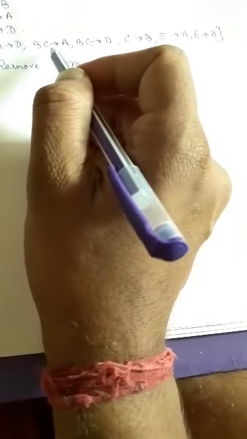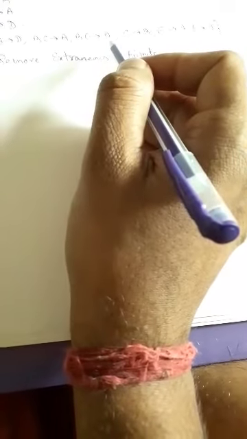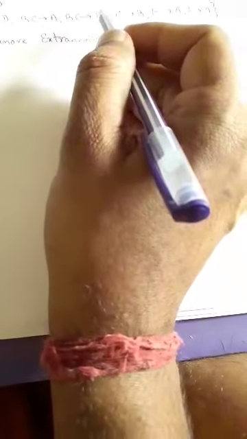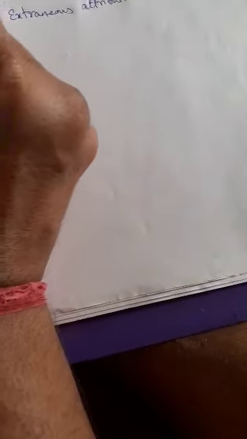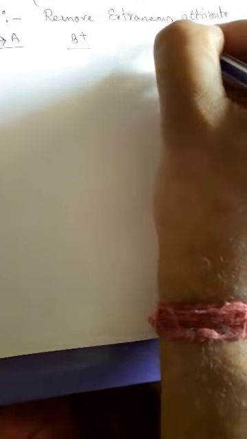Now for BC → A and BC → D, the left hand side has two attributes, so we can find the extraneous attributes, if there are any, and remove them. The rest of the functional dependencies, C → B, E → A and E → D, have a single attribute on the left hand side, so there will be no extraneous attributes. Now we consider the functional dependency BC → A. For BC → A, at first we find the closure of B and the closure of C.